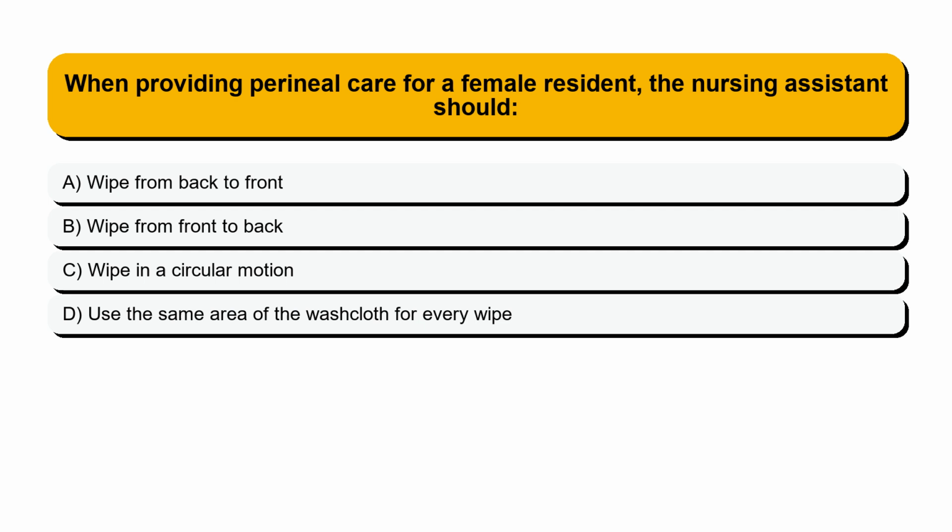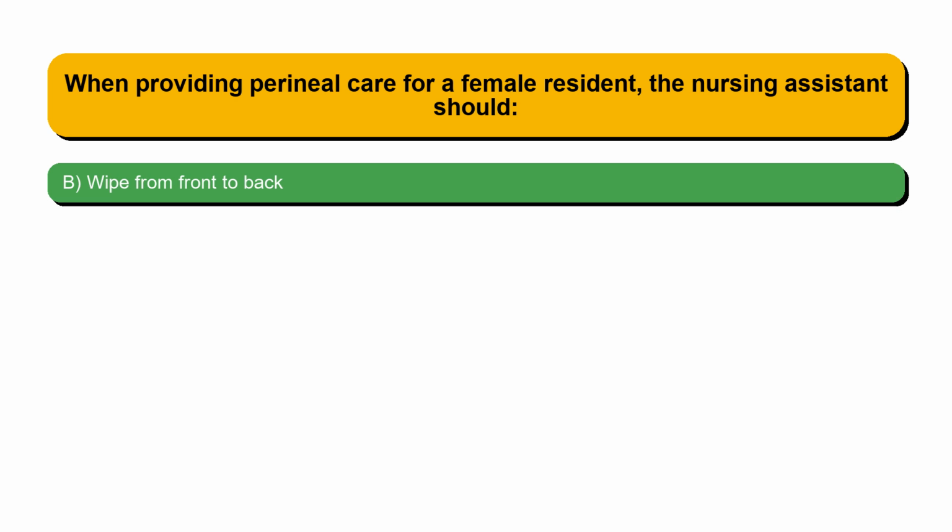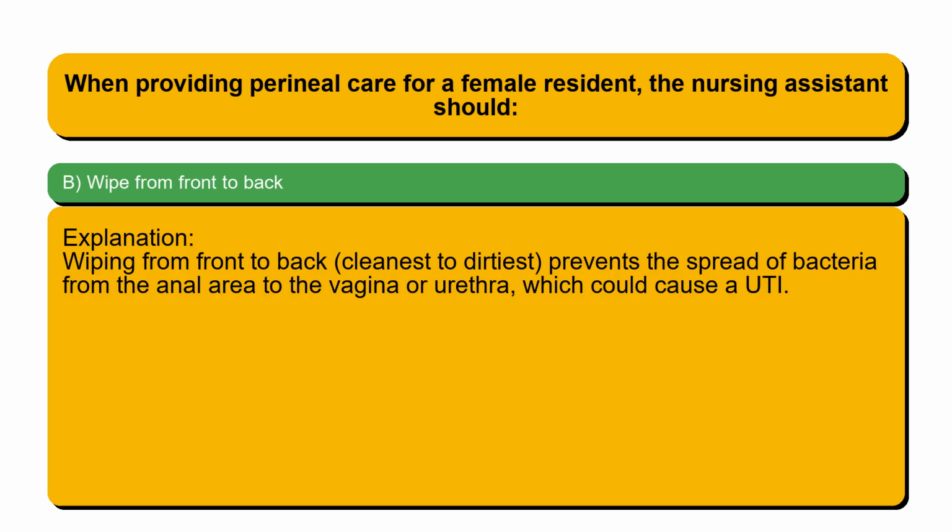Question 76. When providing perineal care for a female resident, the nursing assistant should: Option A, wipe from back to front. Option B, wipe from front to back. Option C, wipe in a circular motion. Option D, use the same area of the washcloth for every wipe. The correct answer is option B, wipe from front to back. Wiping from front to back, cleanest to dirtiest, prevents the spread of bacteria from the anal area to the vagina or urethra, which could cause a UTI.